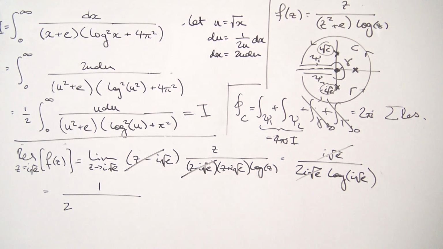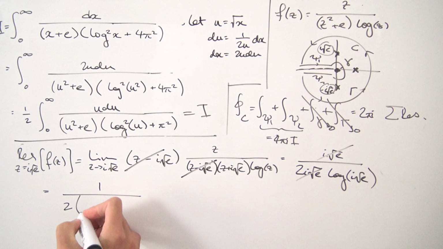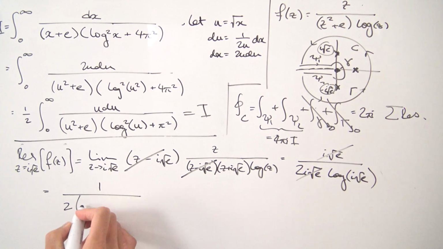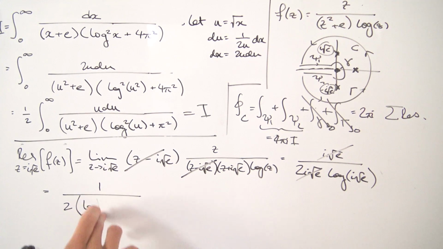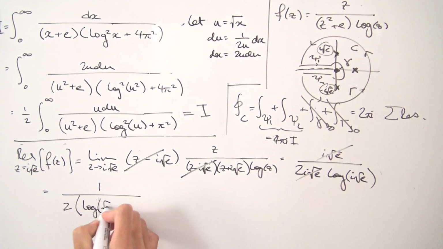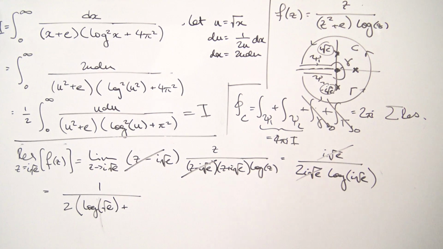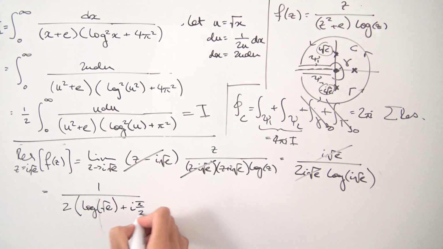But that's not too tricky to do. We know the formula for the logarithm of complex numbers. It's going to be log of the absolute value of this guy, but that's just going to be log of square root of e. And then we have plus i times the argument, but what is the argument? It's just pi over 2. So plus pi over 2.